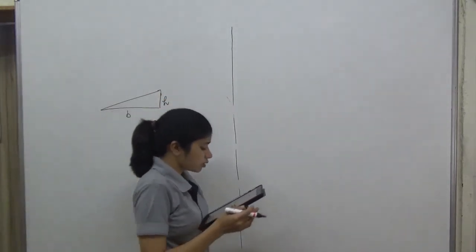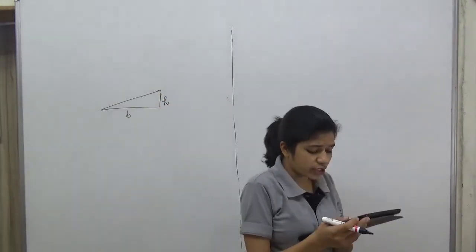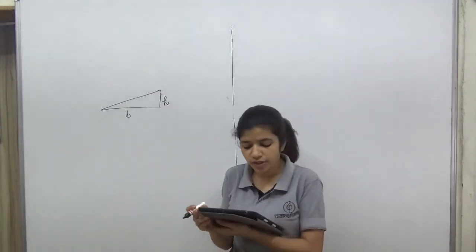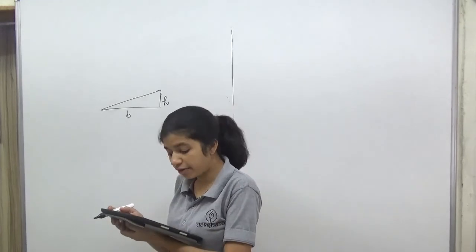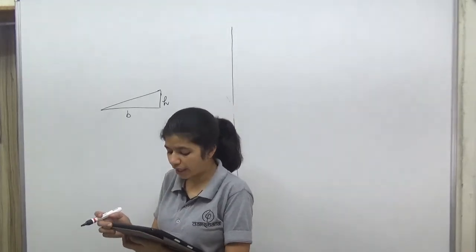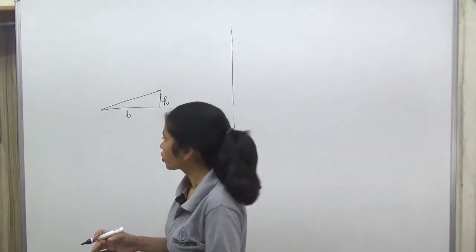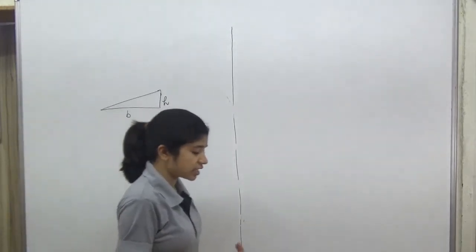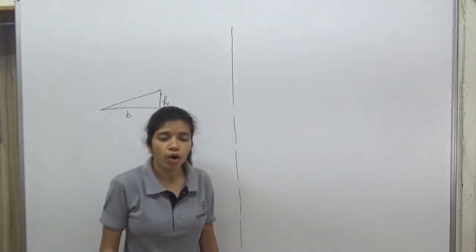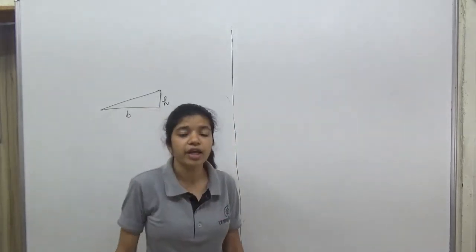The outer edge of the road is raised by a height h with respect to the inner edge so that a car with velocity v can pass safely over it. The value of h is? So now a car with speed v is able to take the turn safely. Then what is h?